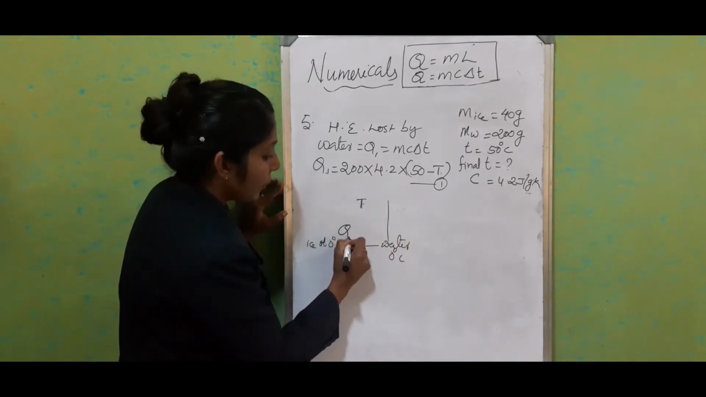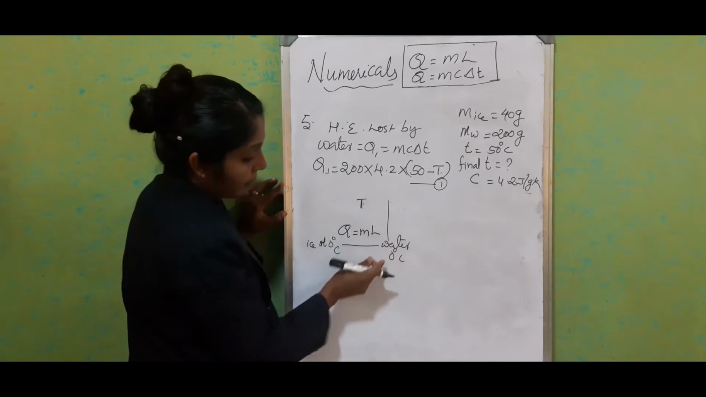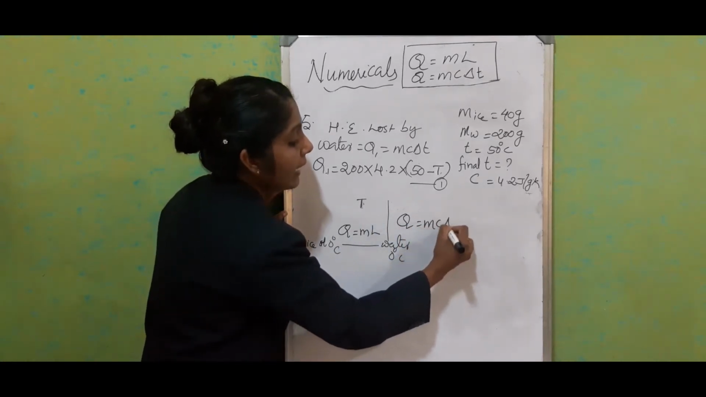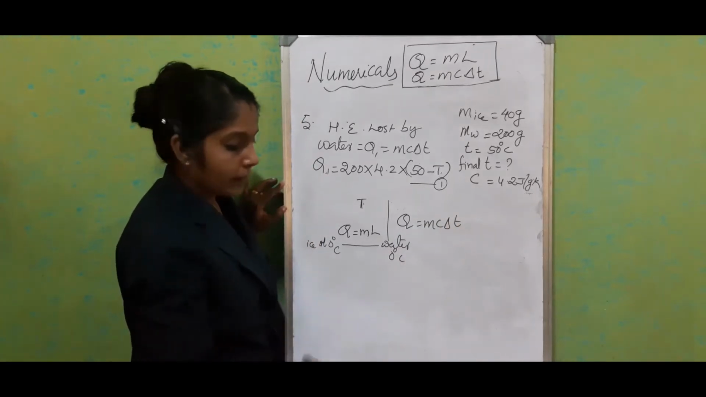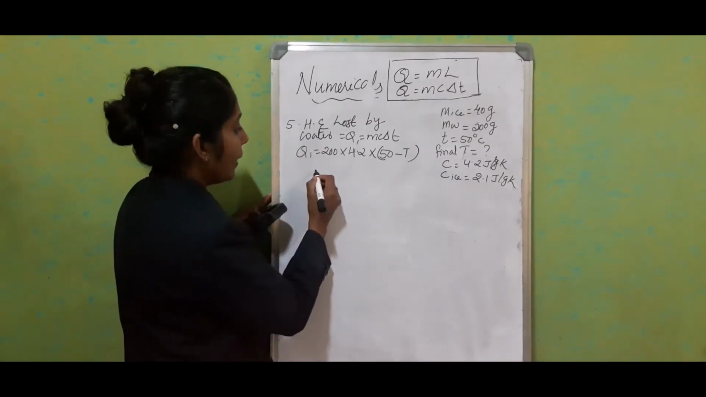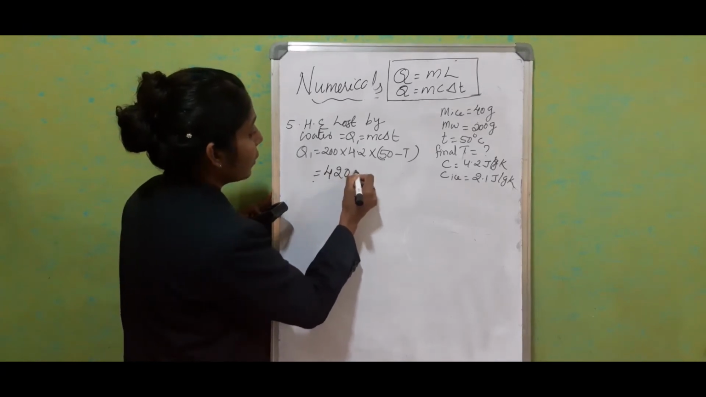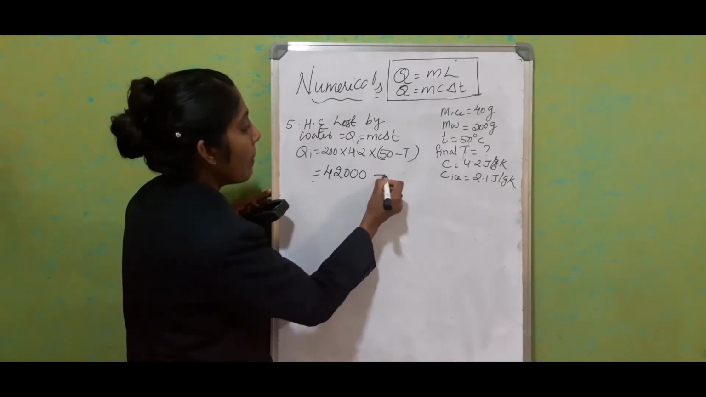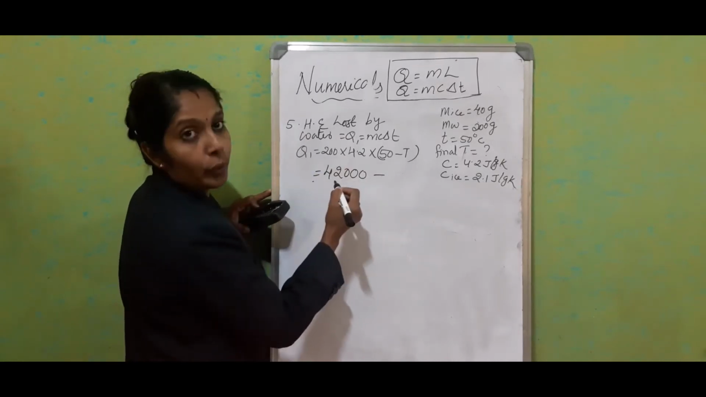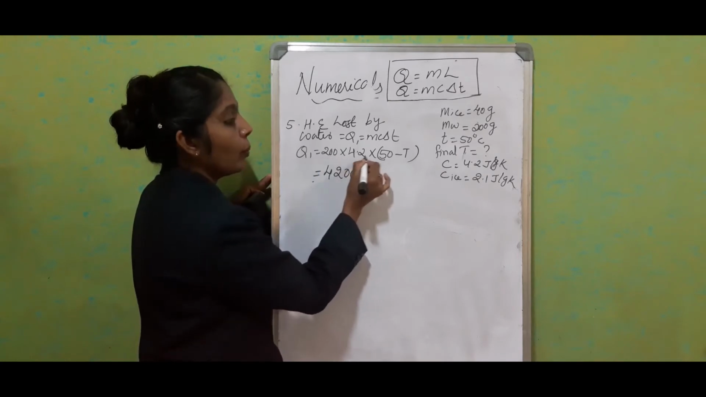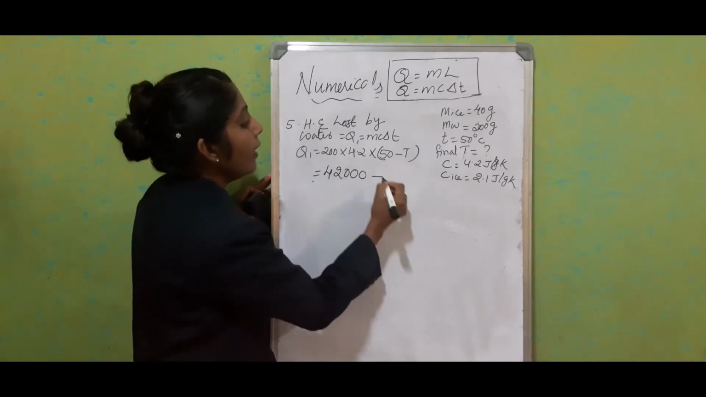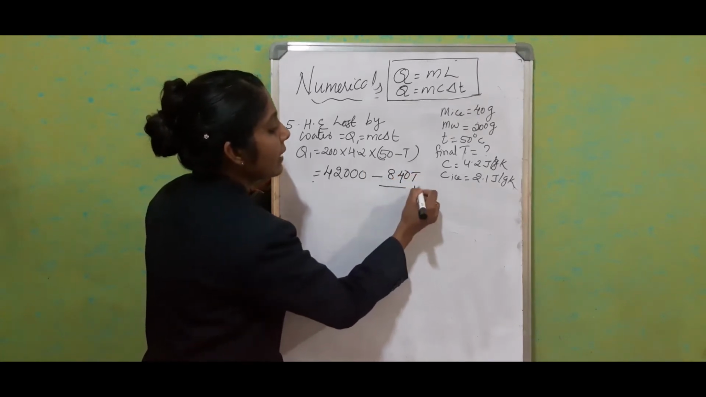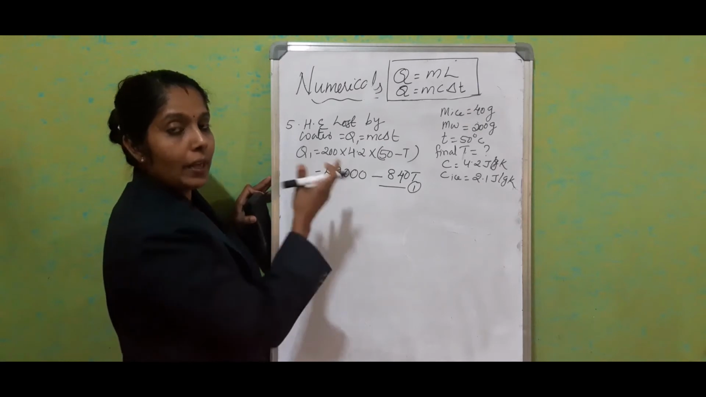So here we will consider Q is equal to mL, plus Q is equal to mc delta T for ice. When we open this bracket, we will get 42,000, that is 200 into 4.2 into 50, minus 200 into 4.2 into T, that is 840 T. Consider this as the first equation. Okay, so the left side is over.